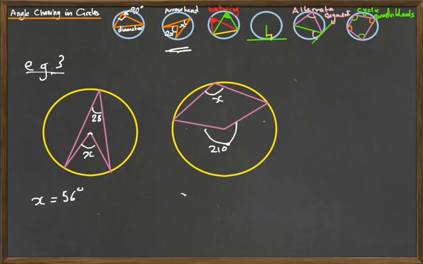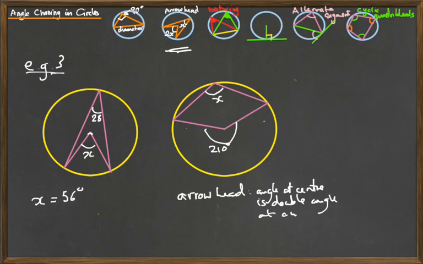Okay. So we've got this diagram here. Now this is the arrowhead theorem, it just doesn't look like an arrowhead. The angle at the centre is double the angle at the circumference. So that means that, I'll just write that, arrowhead, angle at the centre is double the angle at the circumference. So that means that x is just 105 degrees. Finished. Boom. Question done.